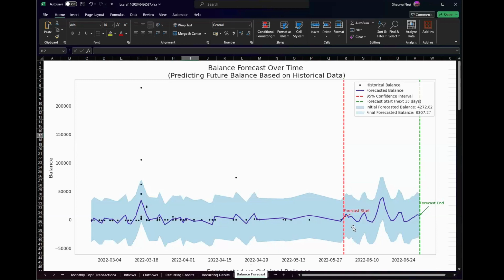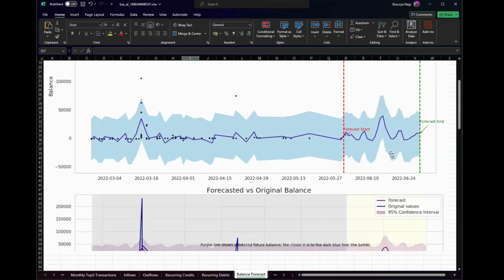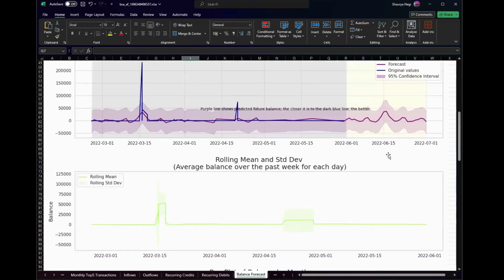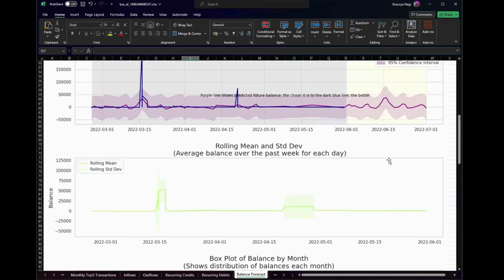So as you can see, the bank statement ends on 31st May, but this particular forecasting tool has given a forecasting analysis showing that the final forecasted balance will be 8,307 South African rand, which can give an underwriter an analysis to see how it's going. Similarly, we have other forecasting sheets which again show how the balances are going monthly.